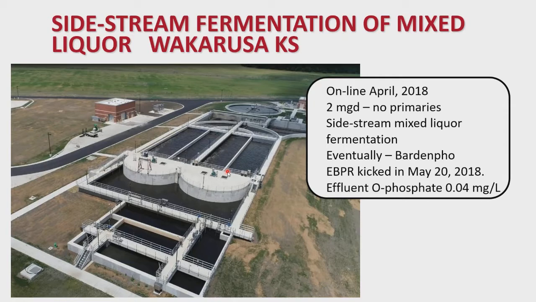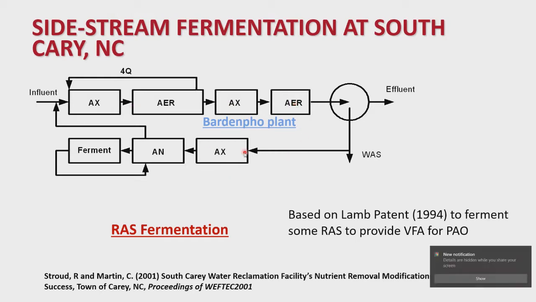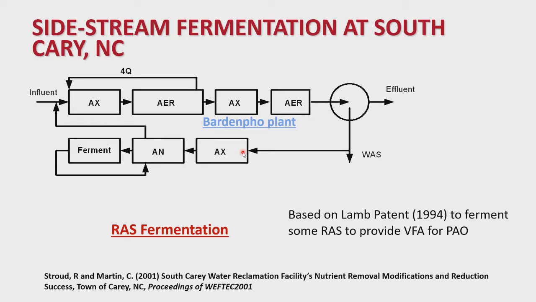Next slide, please. Here's an example of the Lamb approach, where you have the 4-stage nitrification denitrification process with sidestream fermentation, taking a bit of the anaerobic zone sludge and fermenting it and putting it back in. And this plant was built in South Cary in North Carolina, and is still working fairly well today.